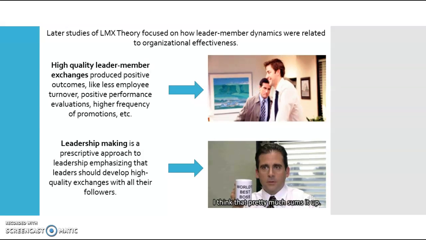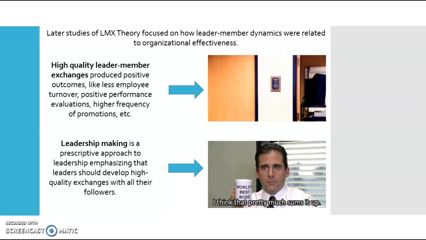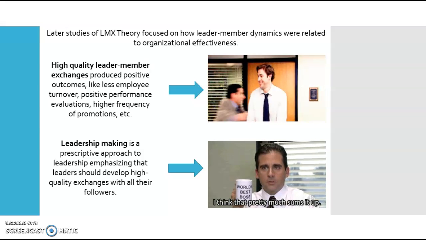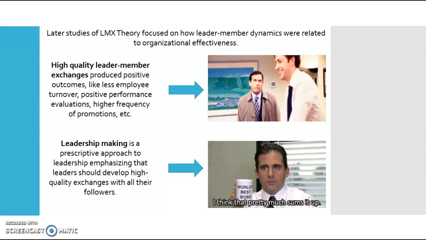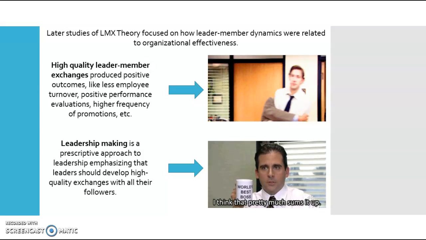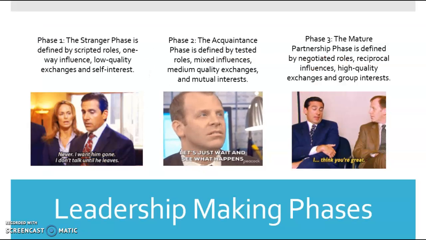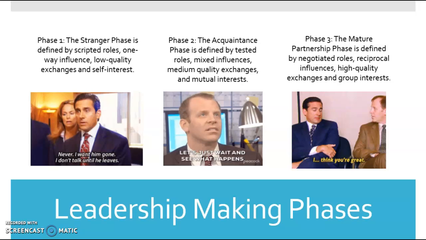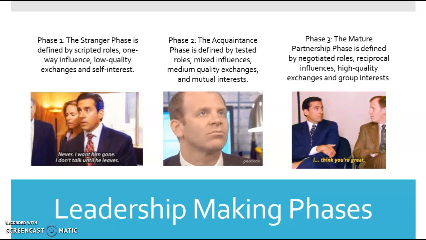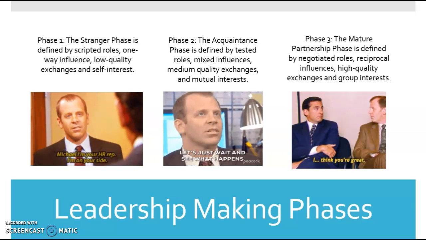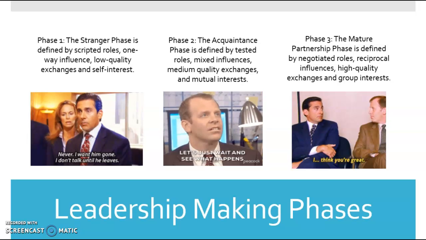So leadership making is a prescriptive approach to leadership, emphasizing that leaders should develop high-quality exchanges with all of their followers, not necessarily just in-group members. Leadership making has three phases. So phase one is the stranger phase, and it's defined by self-interest, low-quality exchanges.